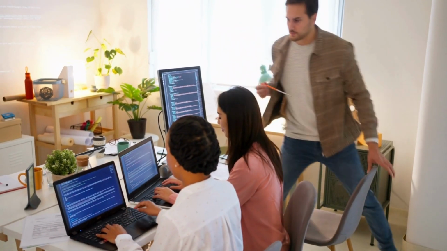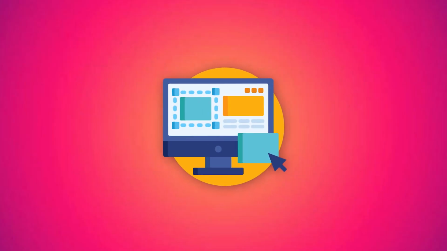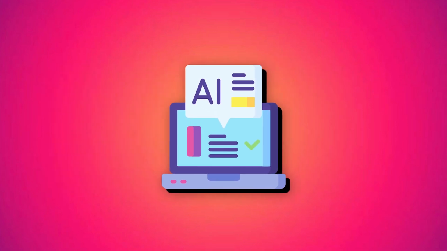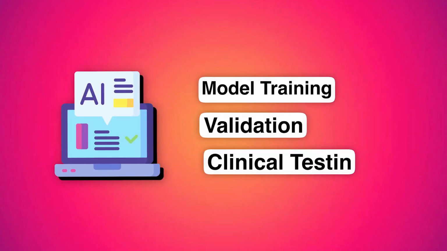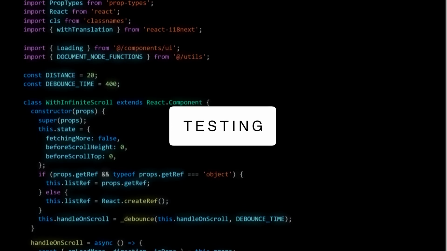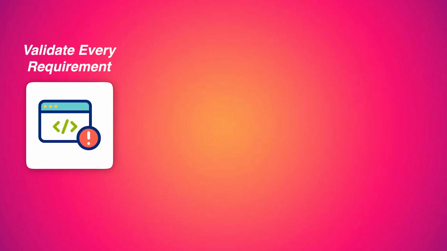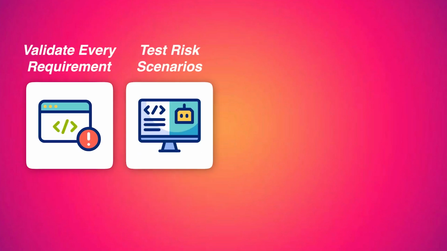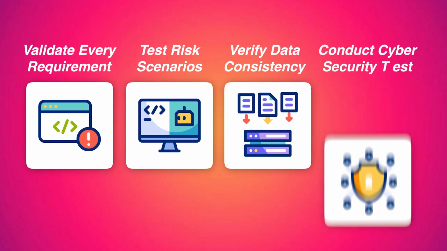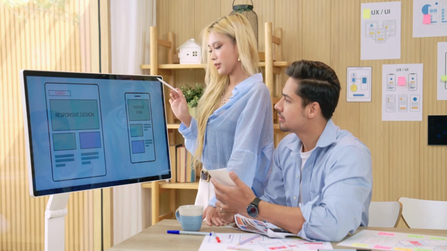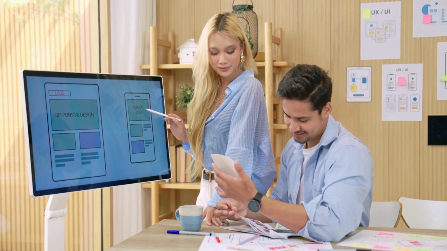With the architecture ready, development begins. Engineers implement device communication, safety controls, UI components, logic engines, and real-time data flows. If AI is included, this is where model training, validation, and clinical testing occur, supported by strict documentation for regulators. Then comes testing, which is far more rigorous than standard QA. You validate every requirement, simulate failures, test all risk scenarios, verify data consistency, and conduct cybersecurity testing. Usability testing with clinicians is mandatory to ensure the device fits into real-world workflows.